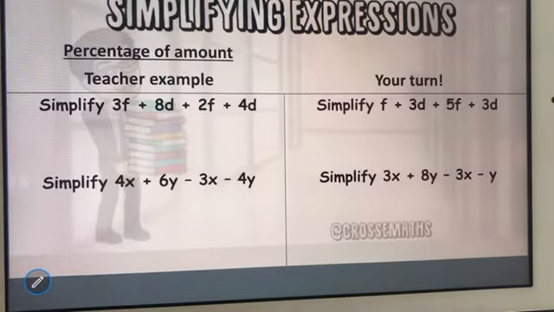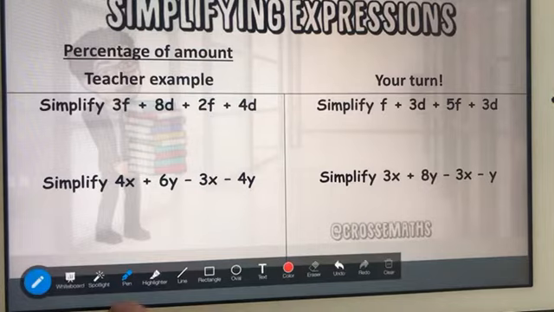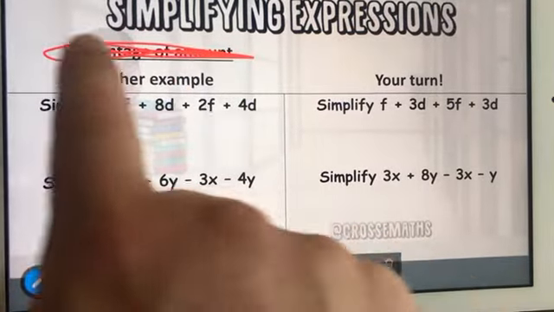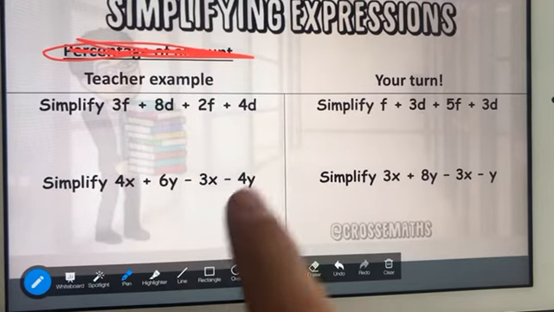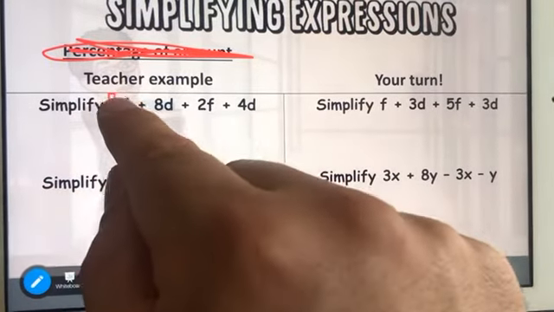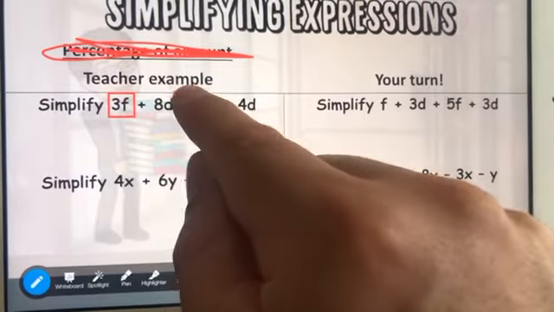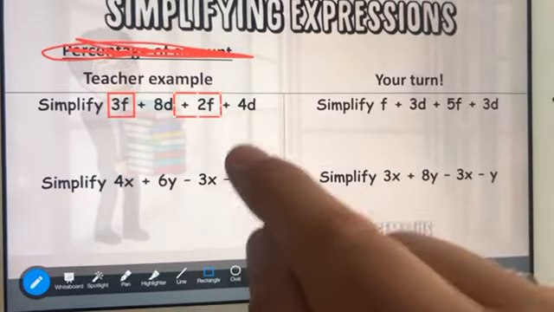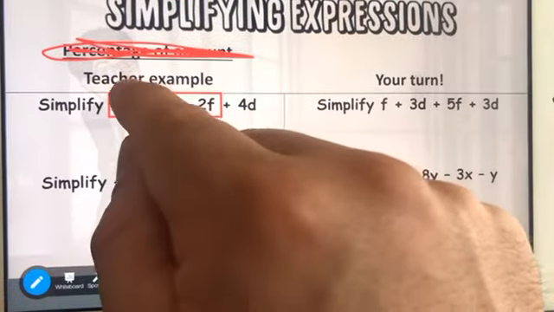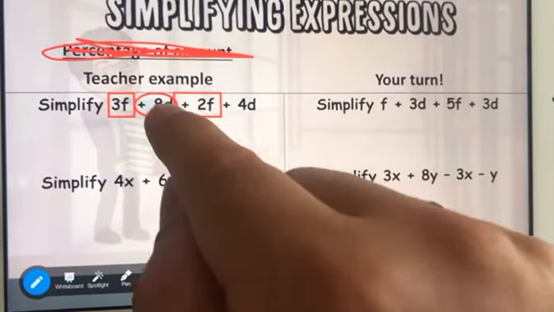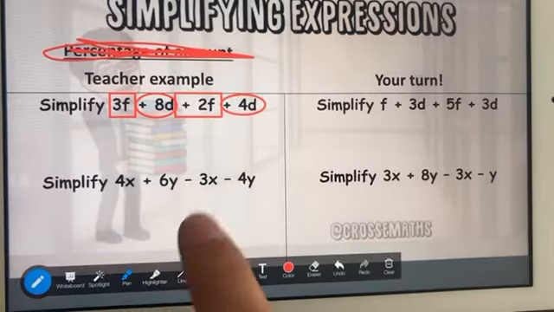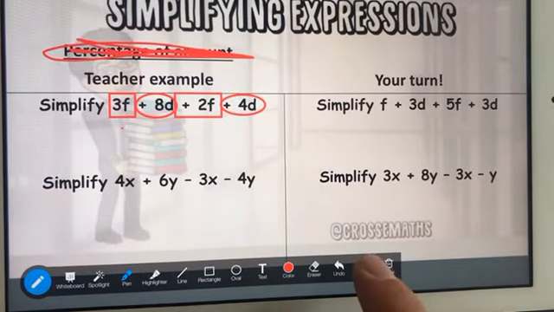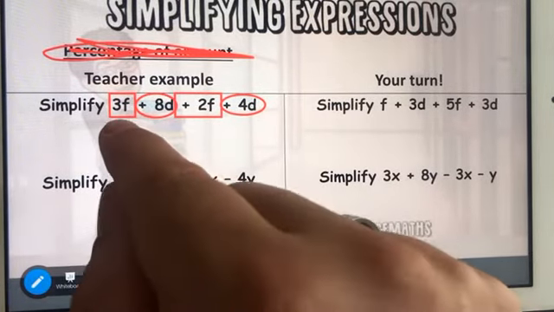Right, so we're not doing percentage amount, we're still doing simplifying expressions, so ignore this, please. So teacher example, we've got 3f plus 8d plus 2f plus 4d. This is why it's so important to get into the good habits of putting shapes around stuff. Okay, I'm going to go ovals for the d's, and I'm going to go rectangles for the f's. Now, if you just focus on the stuff with rectangles first, we can add those two together. 3f and 2f add to make 5f.